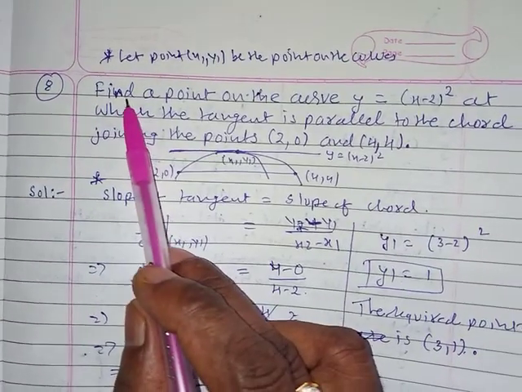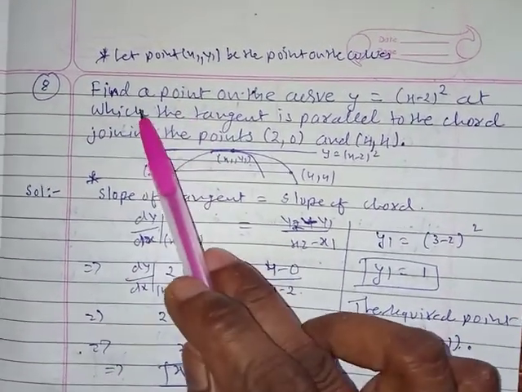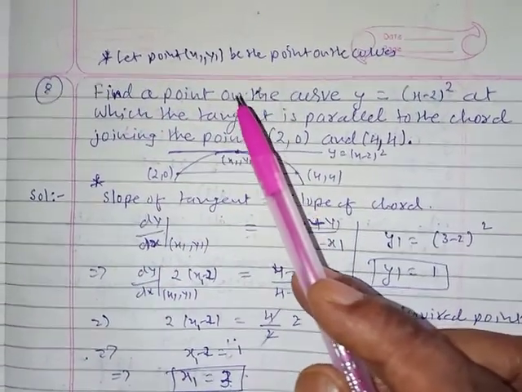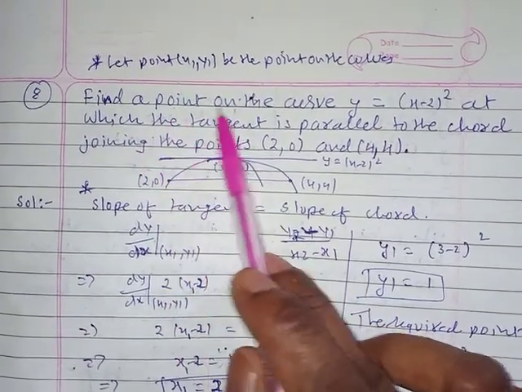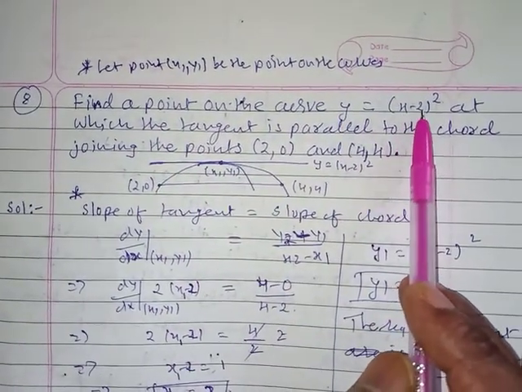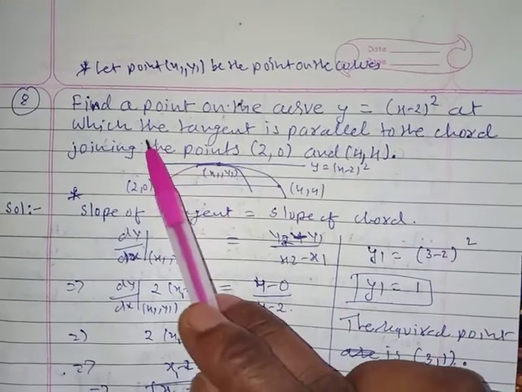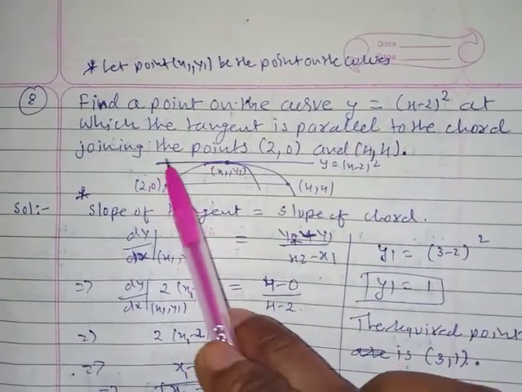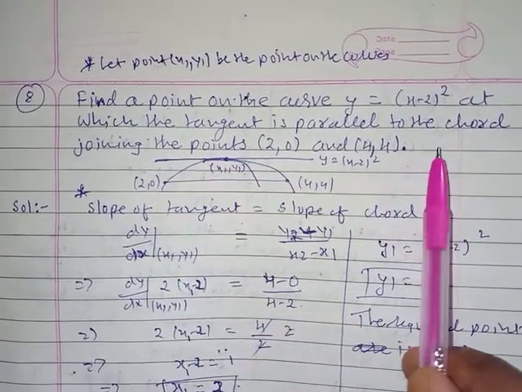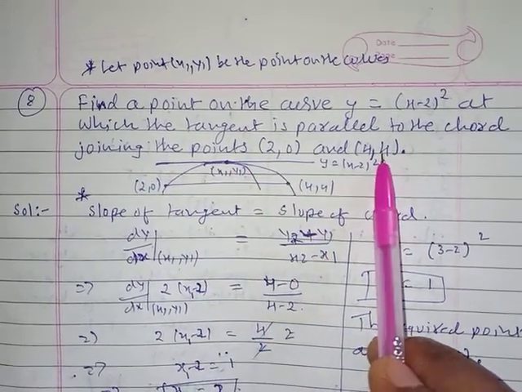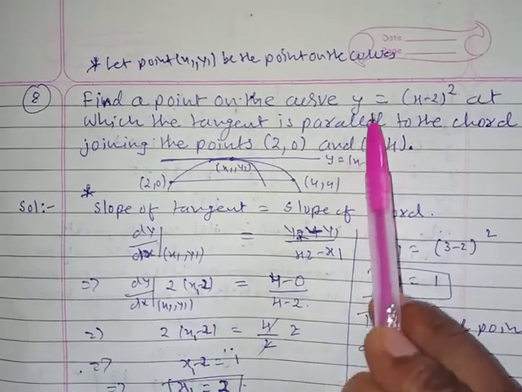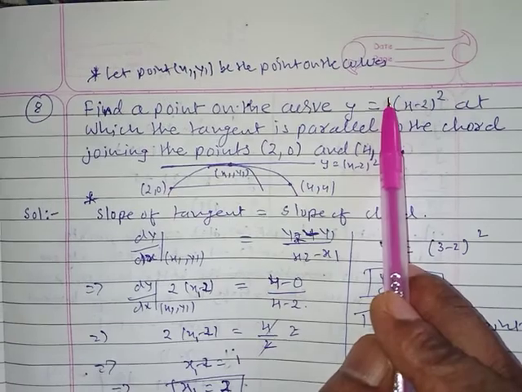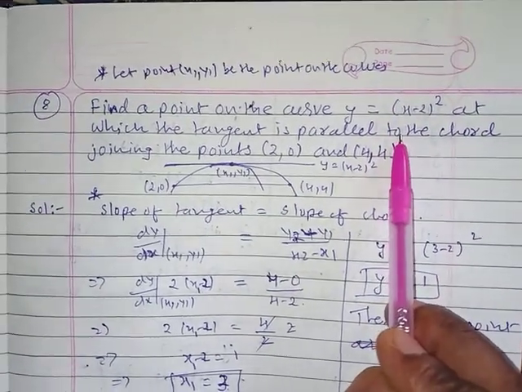Hello, let's start with question number 8. Find a point on the curve y is equal to x minus 2 whole square at which the tangent is parallel to the chord joining the point this one. Okay, when it is parallel, what is it? The slope and the tangent are parallel.